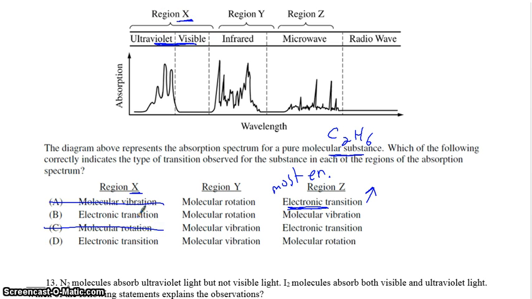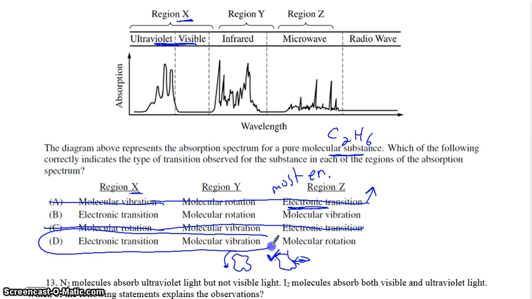We got electronic transition. The next two possibilities are which one requires more energy, molecular rotation or molecular vibration? Now, rotation is if you have the molecule and you're just spinning it, which is easier to do, versus if you have to constantly vibrate the molecule back and forth. Vibration turns out to require more energy. So molecular vibration will be in the infrared, and the rotation will be in the microwave. So D is the best answer.